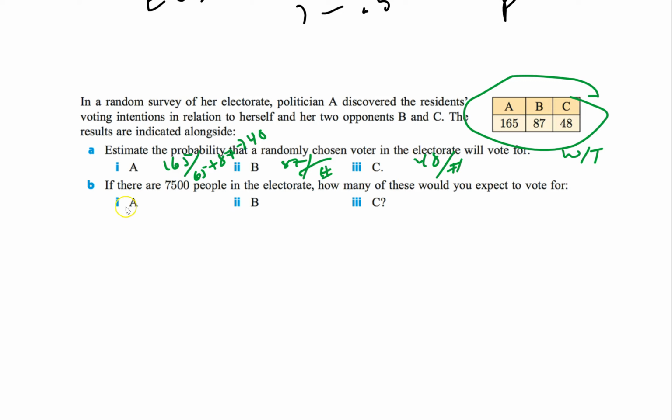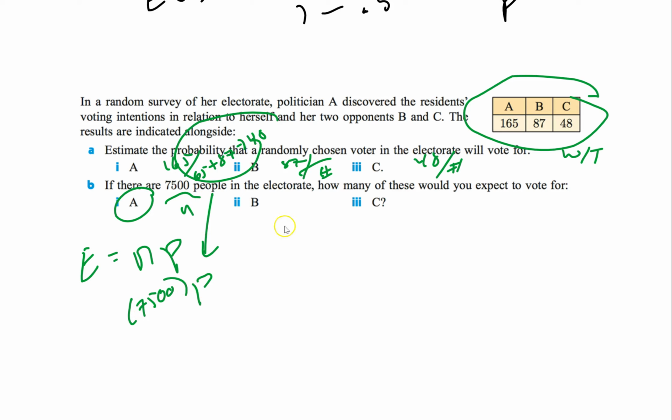Now look what this one says. If there are 7,500 people in the electorate, how many of these would you expect to vote for A? Well, remember, our expected value is just n times p. Right, because now we're done with the box now. I don't have a box anymore. That's this for the first part. Where n is 7,500 people. And our p is whatever number we got here. Whatever that happened to be, that's our p. Likewise for B, it will be 7,500 people times whatever this value is down there. That's kind of the idea.